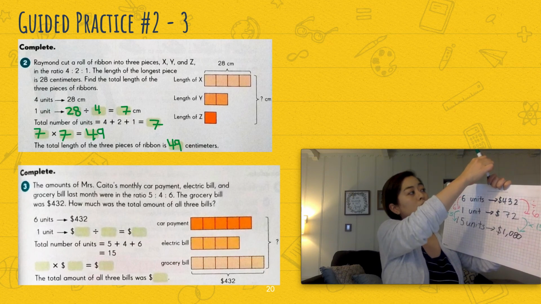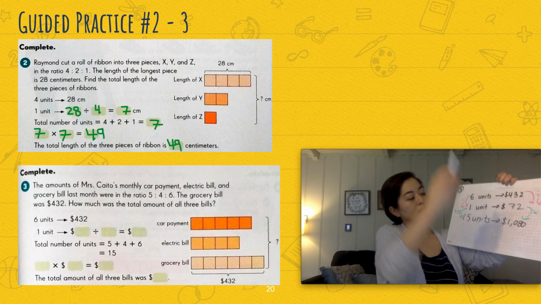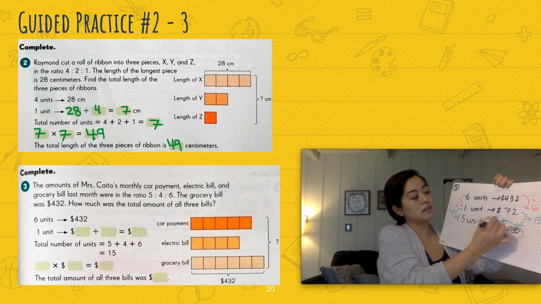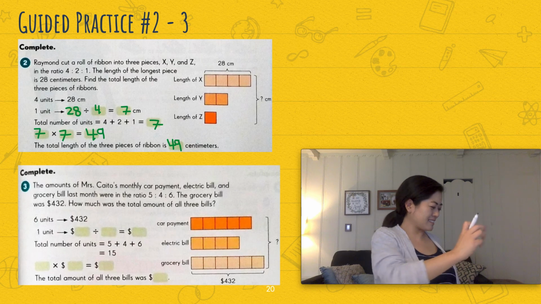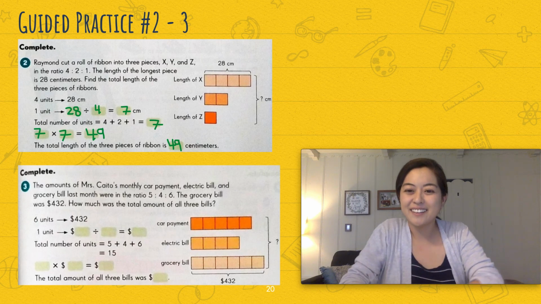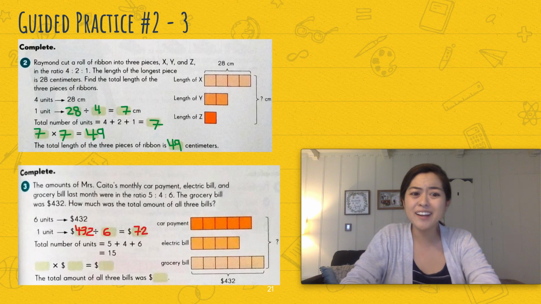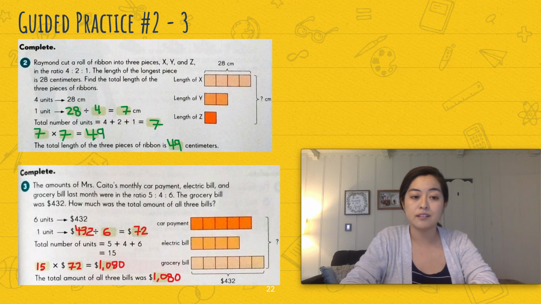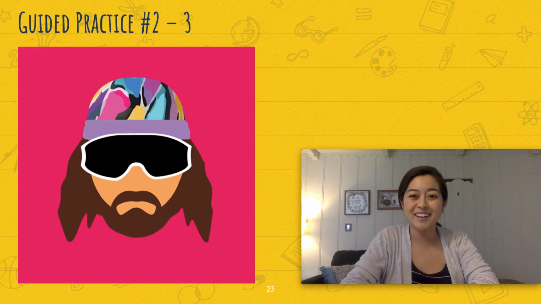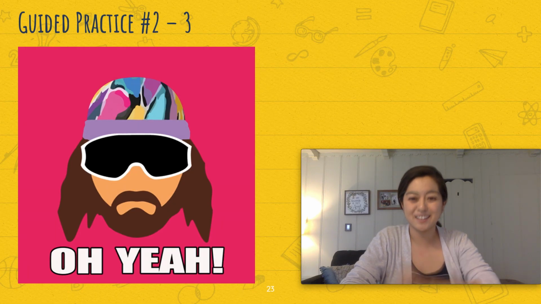So the total cost of all 3 bills is $1,080. Ooh, that's expensive. All right, and here's the work given to you. All right. Good job.